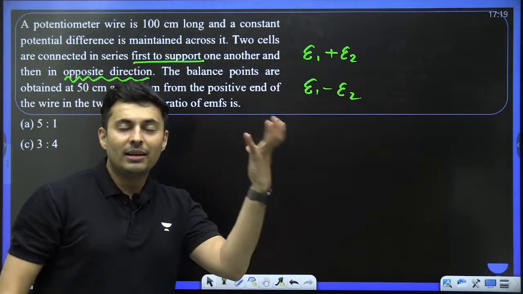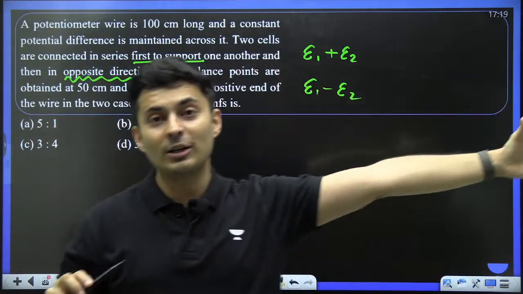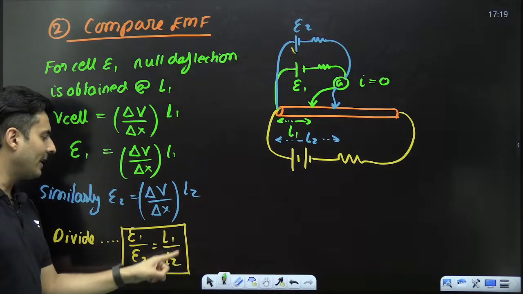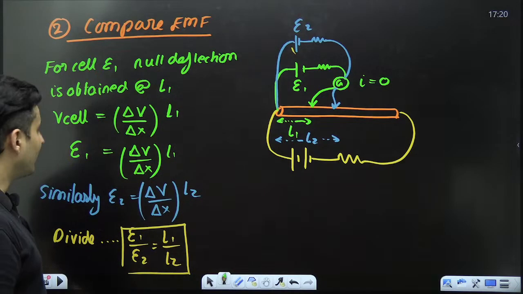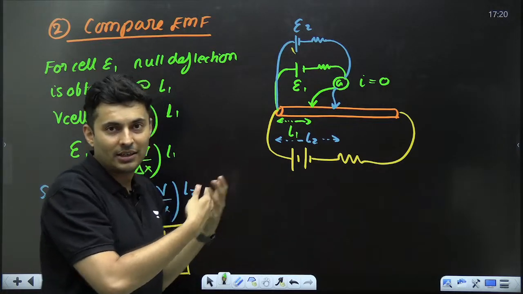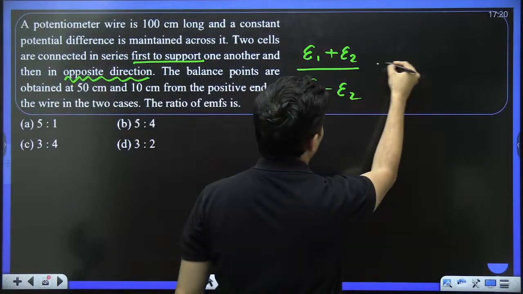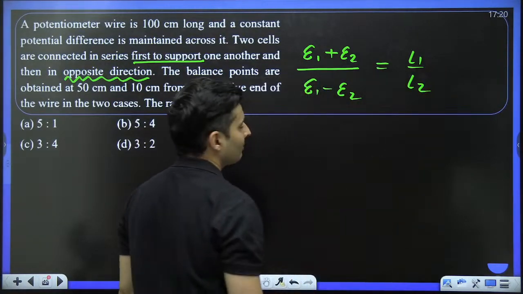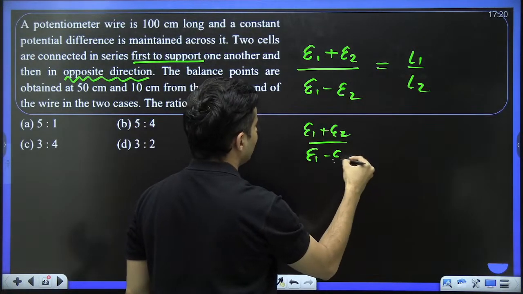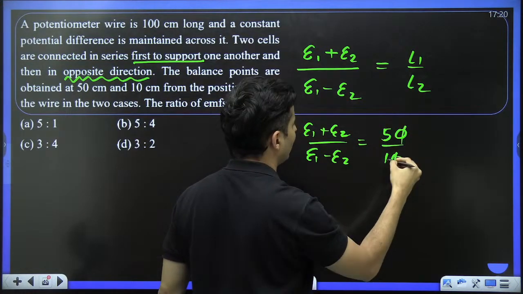And we know the EMF connected in that potentiometer is directly proportional to the length. I just gave you that formula right over here. Correct? The EMF is directly proportional to the length, right? But here, both these batteries are in series, supporting, then opposite to each other. So that's why E1 plus E2 and E1 minus E2. So if I take this ratio, it will be L1 by L2, right? So basically E1 plus E2 by E1 minus E2 will be 50 by 10. The zeros cancel.